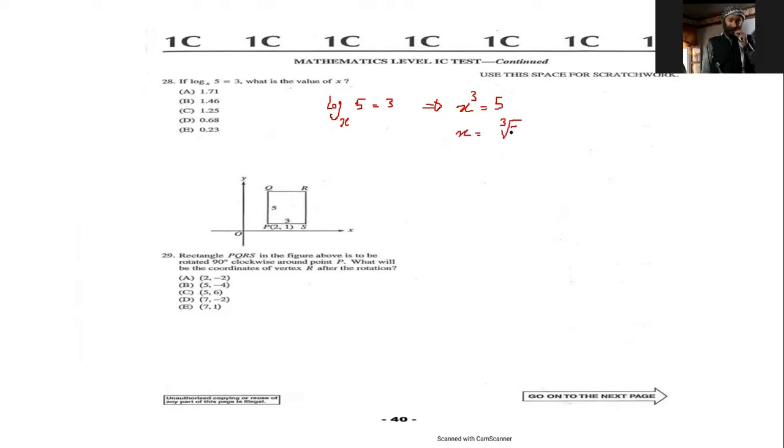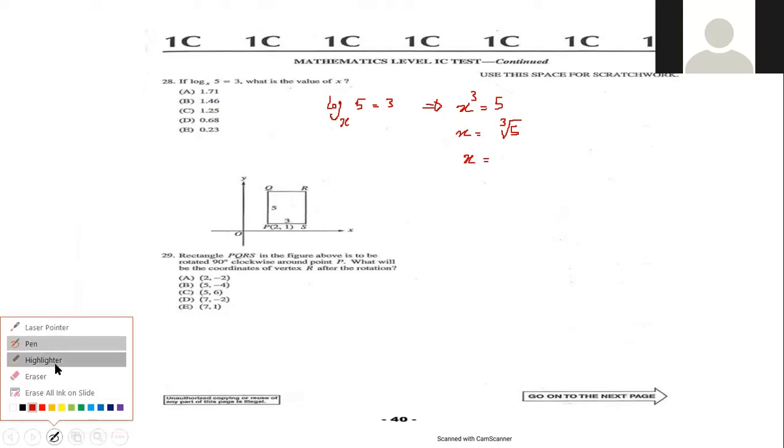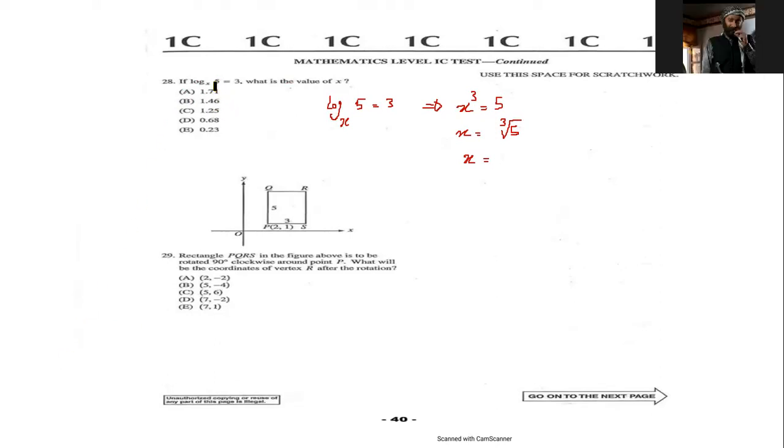Question 28. Log base x of 5 equals 3. What's the value of x? Let's convert it to exponential form: x to the power of 3 equals 5, and then x equals the cube root of 5. On the calculator it comes out to 1.71, which is letter A.